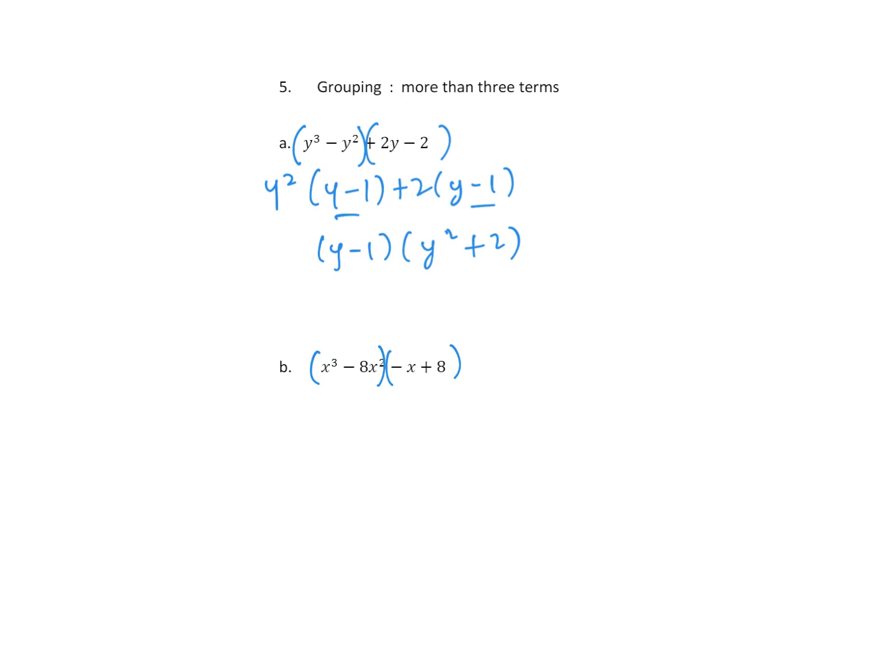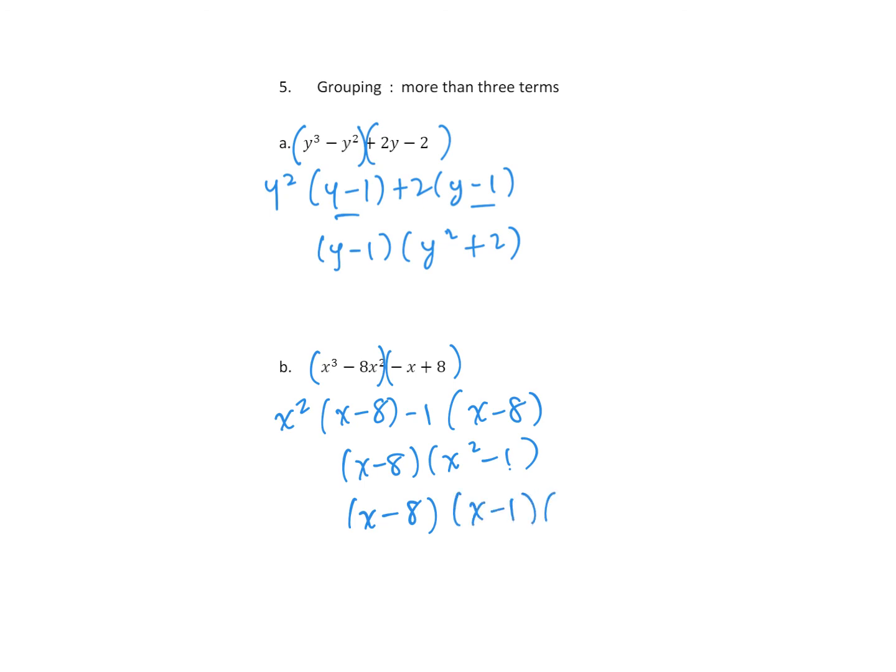And then in this grouping, in the first bracket, I see a common x squared. Second bracket, it starts with a negative, so I'm going to take out -1. x minus 8 is now common. Left over is x squared minus 1. Be careful, because x squared minus 1 can be factored as well. It is a difference of squares, so make sure that you always check your result to see whether you can keep factoring or not.